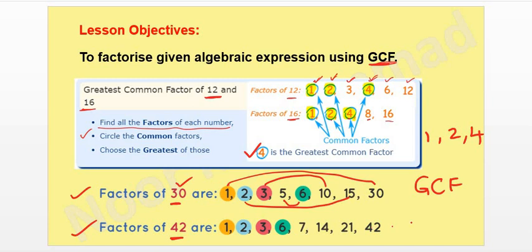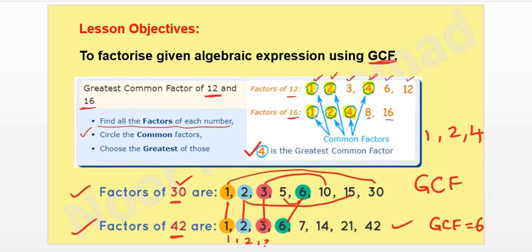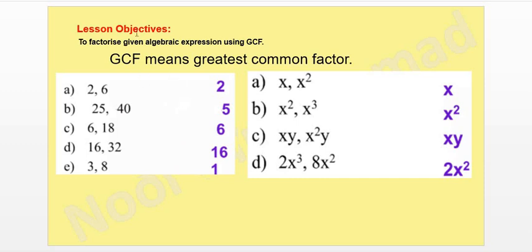Then here is the list of all the factors of 42. We notice that 1 is common, 2 is common, 3 is common, and 6 is common. But because we are looking for the greatest common factor, it will be 6. So 1, 2, 3 and 6 are all the common factors. Common factors mean same factors, but because we have to choose the greatest one, 6 will be the greatest common factor. Let me give you some more examples of greatest common factors.